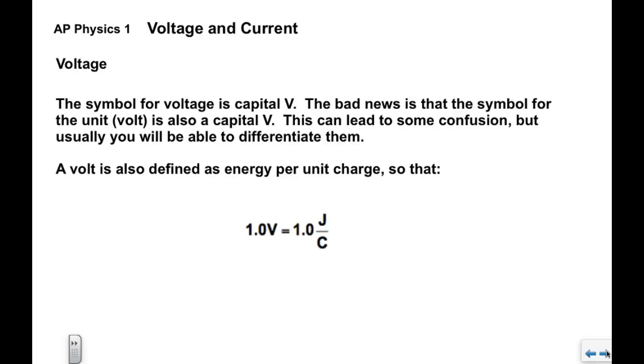Now the symbol for voltage is a capital V. The bad news is that this is also the symbol for the units used to measure voltage, which is also capital V. It can conceivably lead to some confusion, but usually you'll be able to differentiate them. Again, a volt is defined as energy per unit charge, so that 1 volt of potential difference equals 1 joule per coulomb.